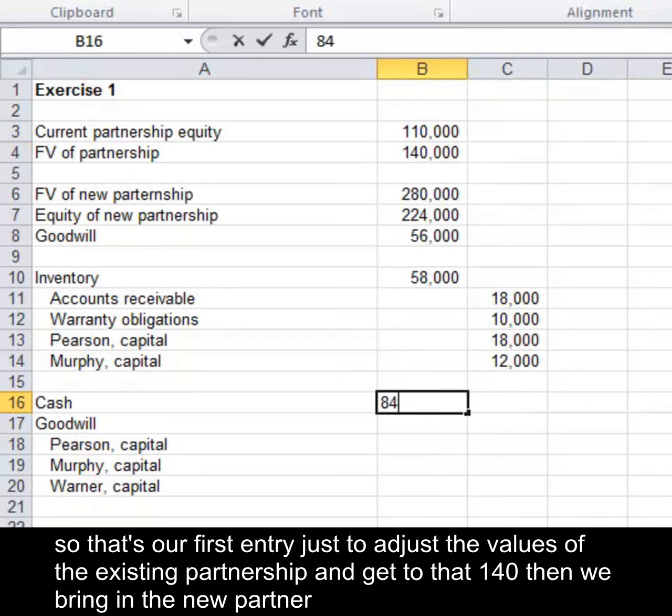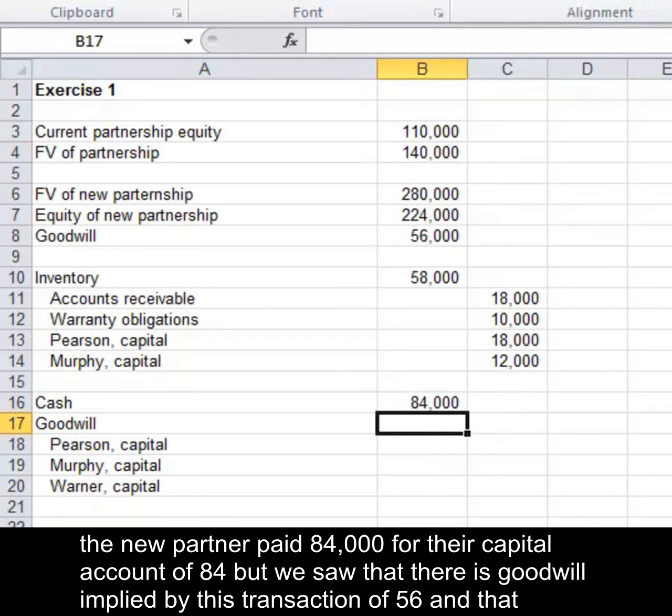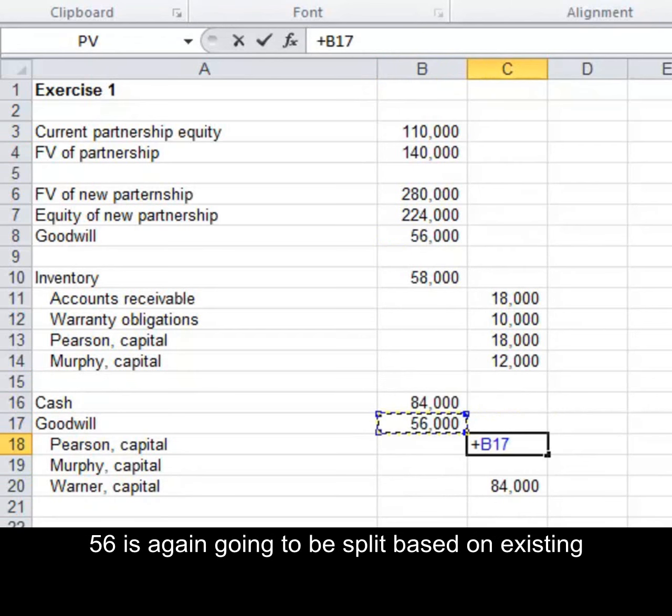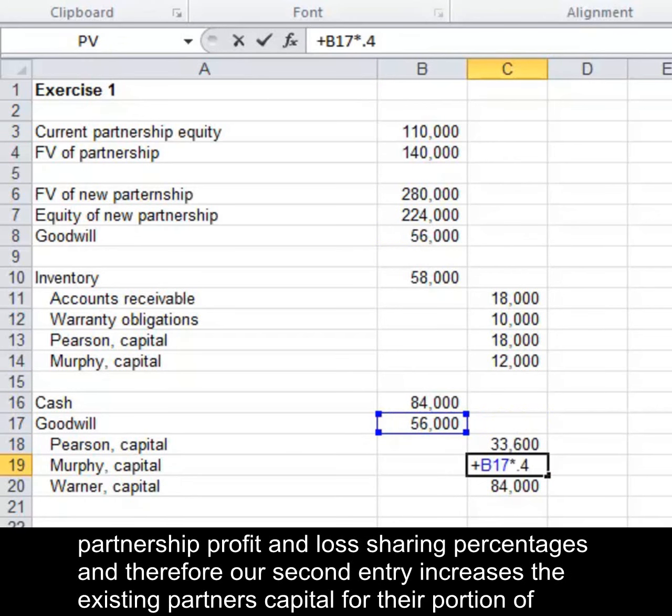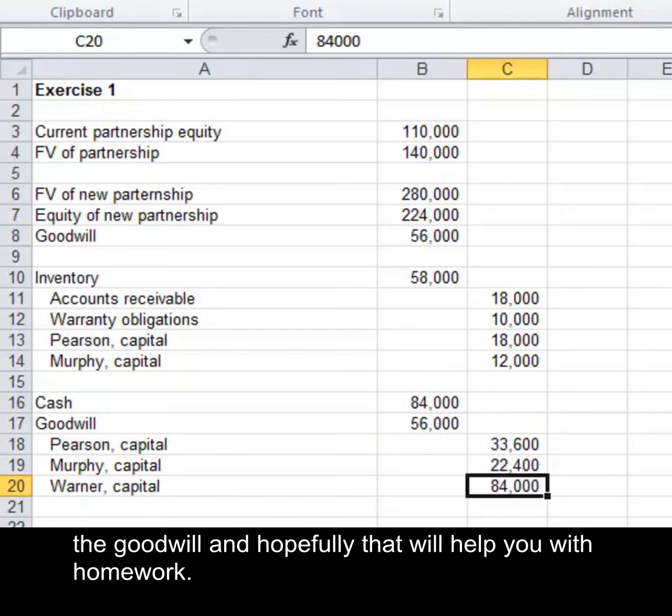Then we bring in the new partner. The new partner paid 84,000 for their capital account of 84. But we saw that there is goodwill implied by this transaction of 56, and that 56 is again going to be split based on existing partnership profit and loss sharing percentages, and therefore our second entry increases the existing partners' capital for their portion of the goodwill. And hopefully that will help you with homework.